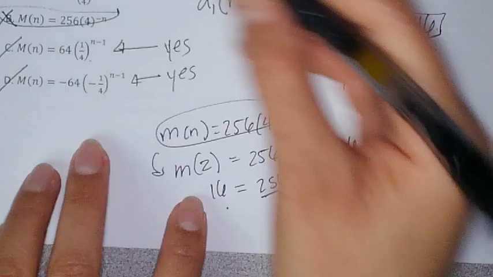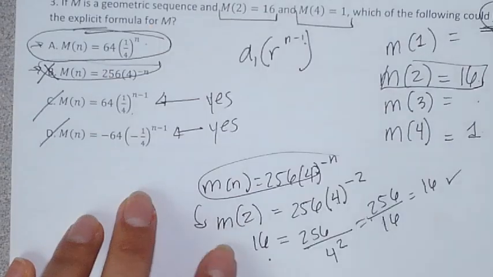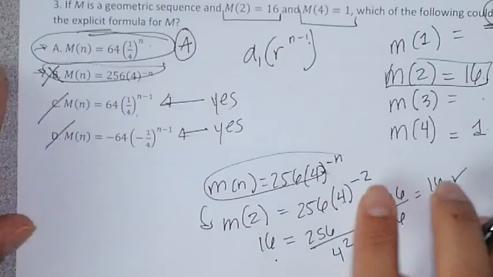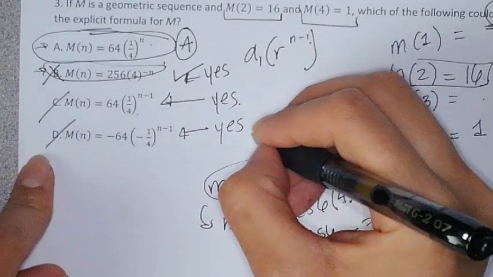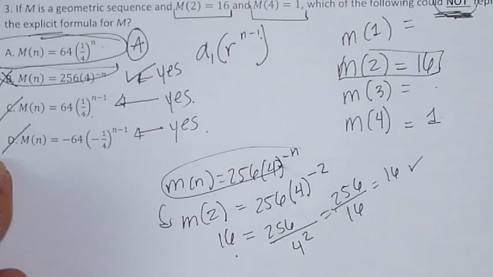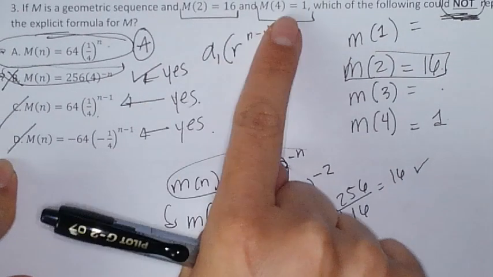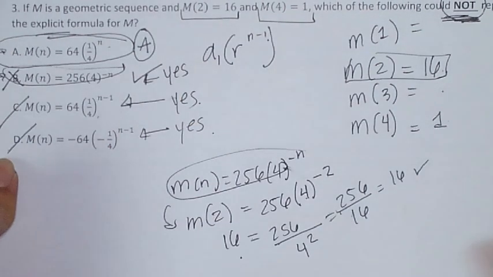So that means the answer that won't work would be letter B. Letter A, I'm sorry. A is the answer. This one worked. With these two that I gave you, try each one out and see if it works out. If it works out, yes. If it doesn't, then it doesn't work.